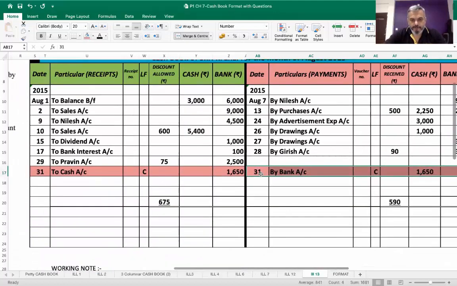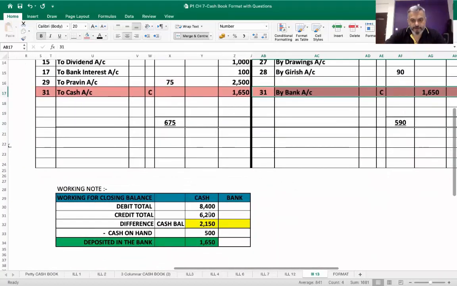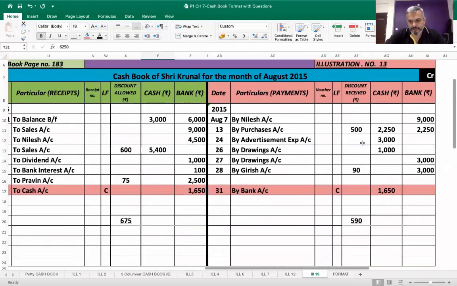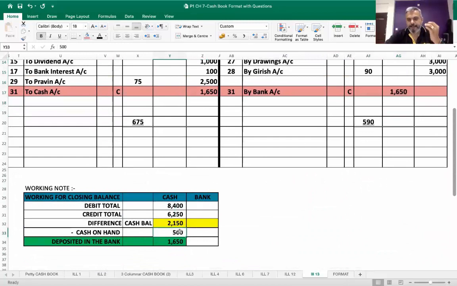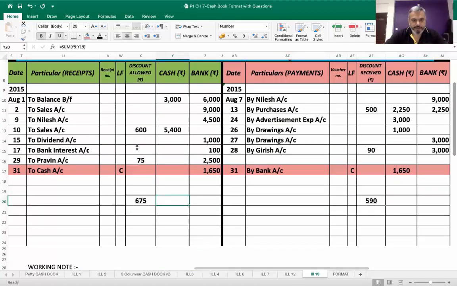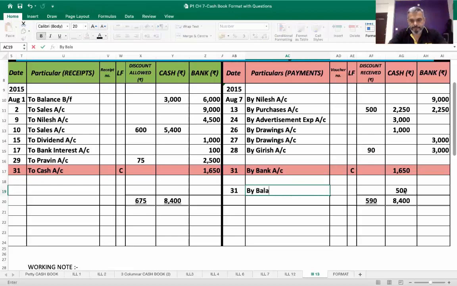Now, let's do the balancing of cash first. Cash credit side total will become 7,900, and we know the cash on hand with us is only rupees 500. Debit side total 8,400, the same we record on the credit side, और उसके ऊपर हमारा balance 500. So 31st, by balance carried forward.